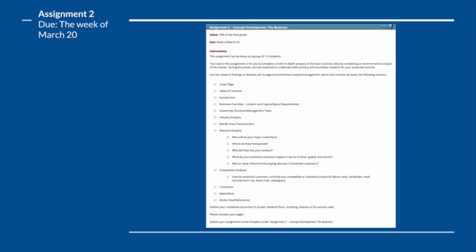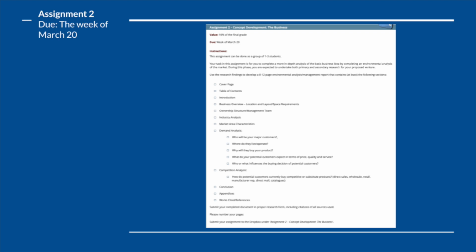The second assignment is a little bit bigger. It's the concept development. So what we're doing here is we're saying to ourselves, okay, we're building on that initial assignment to take our idea a little bit further. And this is really the beginnings of a business plan, what you're going to be doing in this. And you'll notice that I have listed down the key things that I want to see in here.